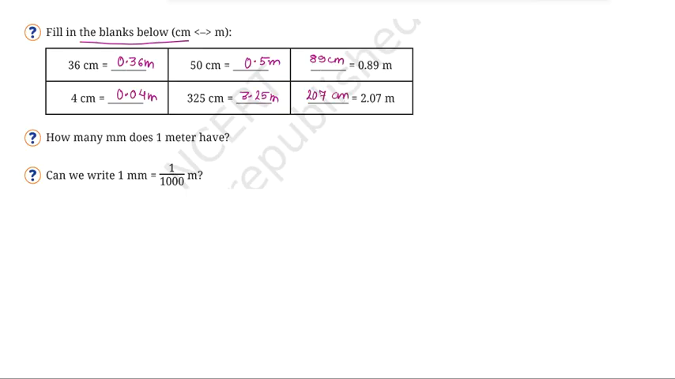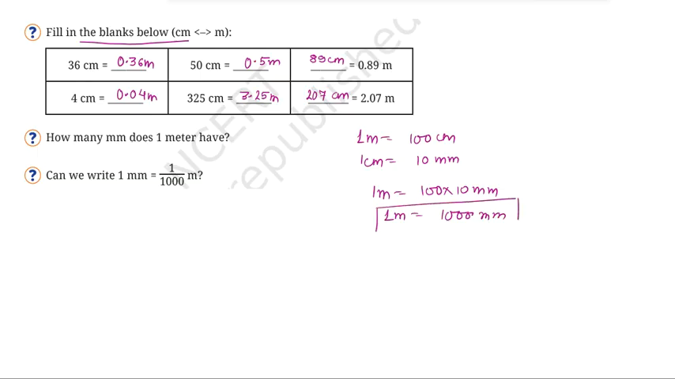How many millimeters does 1 meter have? So 1 meter is equal to 100 centimeters and 1 centimeter is equal to 10 millimeters. So basically can we say 1 meter is equal to 100 into 10 millimeters? That means 1 meter is equal to 1000 millimeters. And if you have to figure out how many millimeters does 1 meter have, we have our answer that 1 meter has 1000 millimeters.